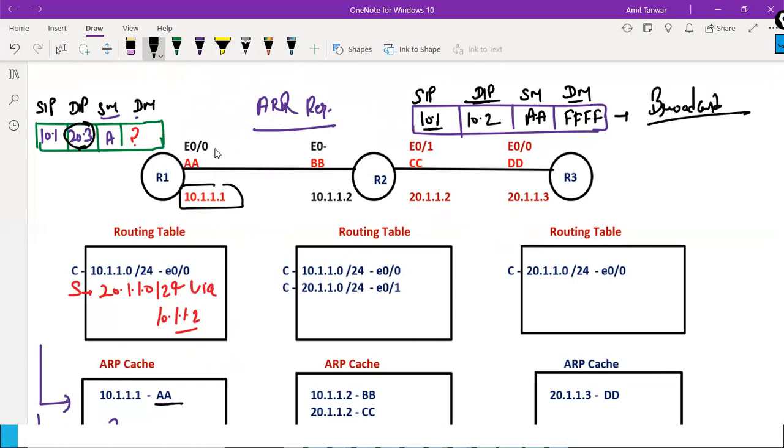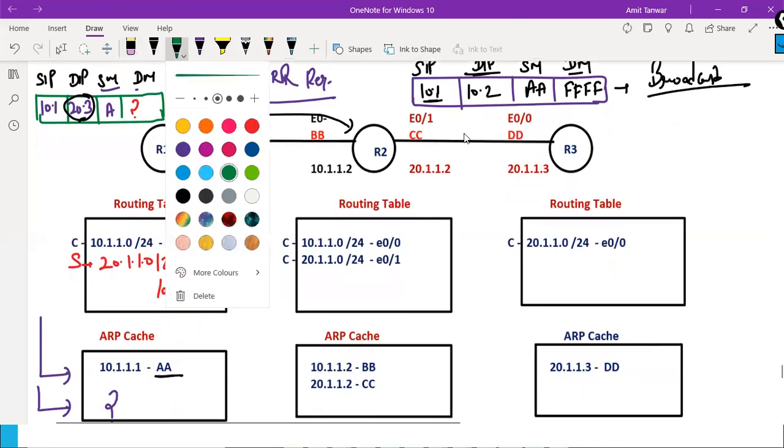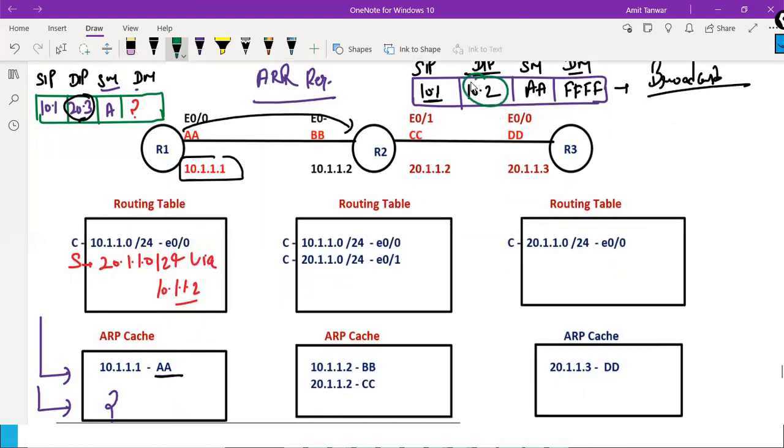Now the packet will reach the other side. What will this side do? The router will check it. The destination IP is 10.2, which is for me only, because I'm 10.2. The source IP is 10.1 and the source MAC is A, so it will update its table with 10.1.1.1 and A. This is a dynamic entry, and it will be there for the next 4 hours. After it is updated, it will generate the reply.